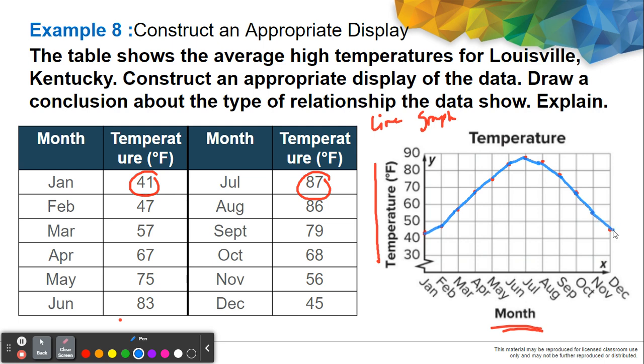Okay, so as you can see here, our line graph displays this relationship, our trend of our temperature, right? And we can say that for the months of January to July, our temperature is increasing. And then starting August to December, come winter time, our temperature decreases.